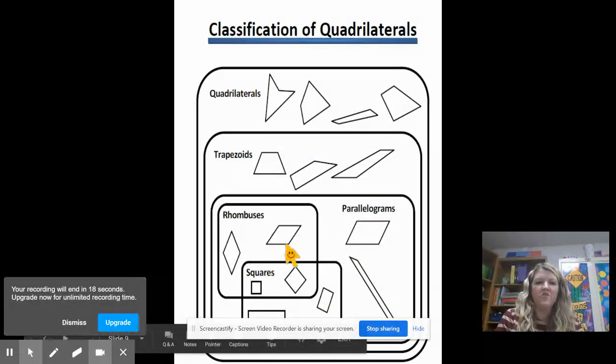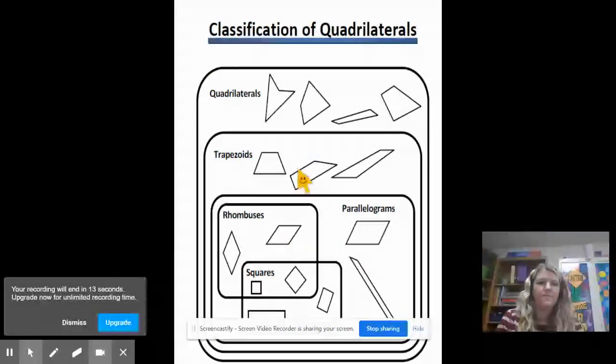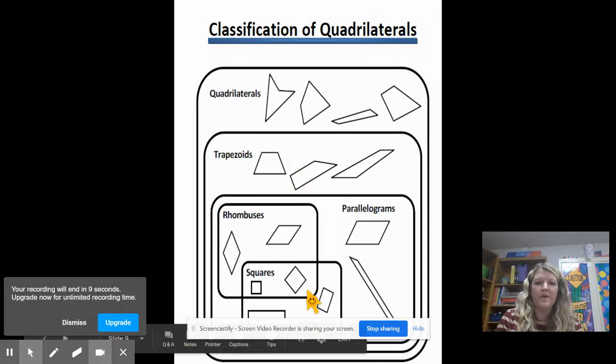And then this is just another way to look at the classification of quadrilaterals. So we see this innermost part here, the squares would actually be all of these. That's how we can read that. If it's inside it, it represents all of them.